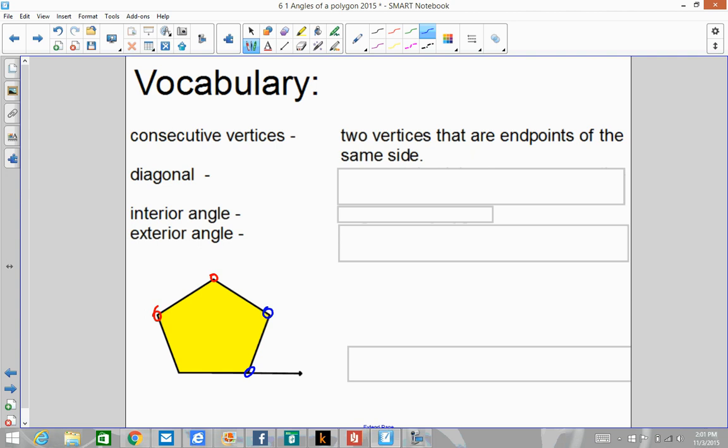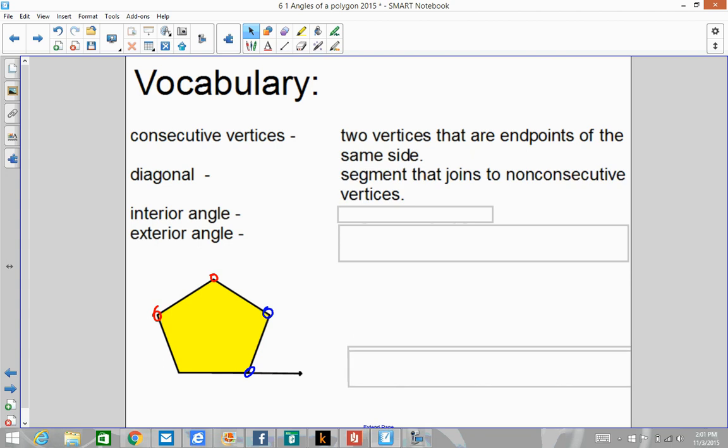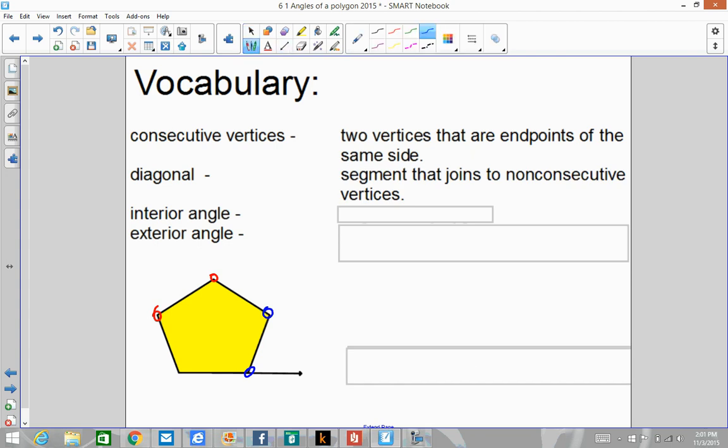Okay. A diagonal. A diagonal is a segment that goes from one vertex to another, and they have to be opposite vertices, or not next to each other. So this would be a diagonal going from here to here, or from here to here, or from here to here. So diagonals go from one vertex to another, and they cannot be consecutive vertices.